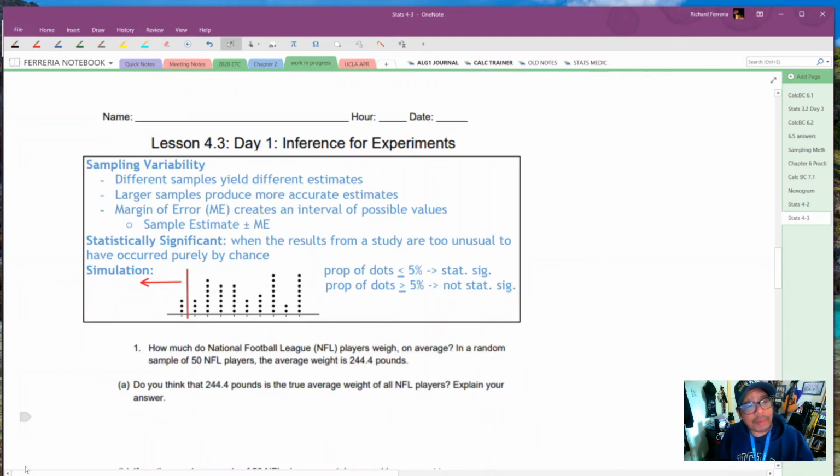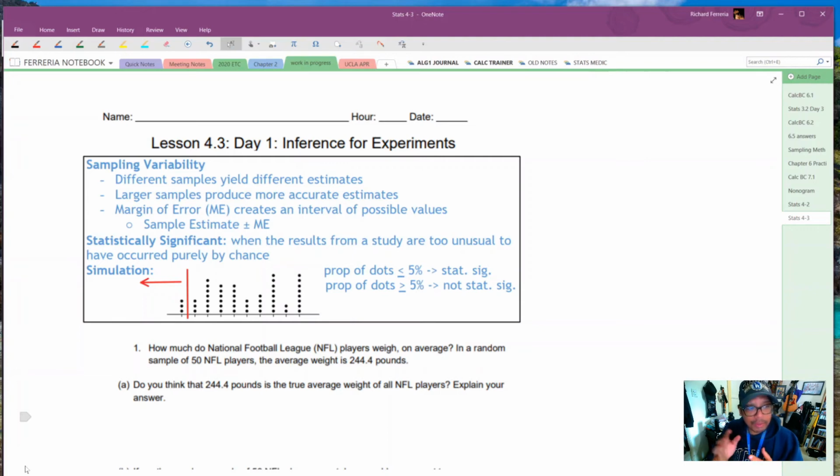Here are our big ideas. Sampling variability is the concept that different samples are going to yield different estimates. We see that all the time, or we should see that all the time. It's something that we should be familiar with. Depending on what sample we draw, we could get a different result or a different average, etc. The other thing to know about sampling variability is that a large sample is always going to produce more accurate estimates, everything else being equal.